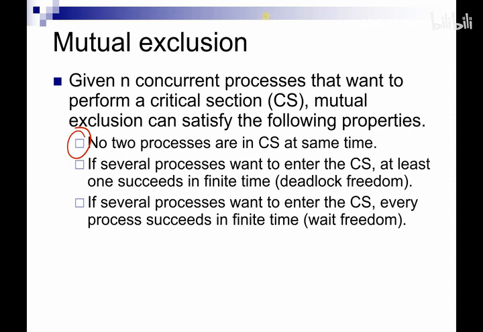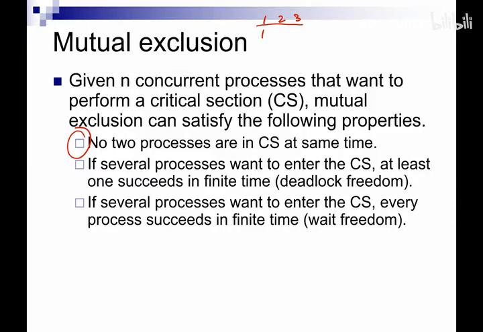Suppose you have, let's say, 3 processes: 1, 2, 3. Here are the processes. Now, if you just satisfy deadlock freedom, let's say all 3 processes want to enter the critical section. Then maybe the first time process 1 enters the critical section. He's going to do his stuff and then exit the critical section. But then maybe afterwards, process 1 wants to enter the critical section again.